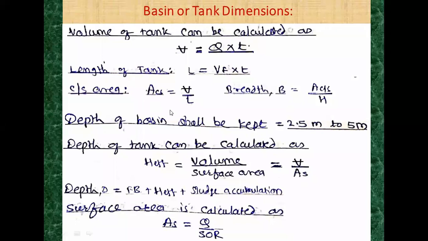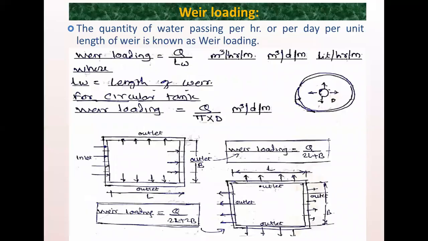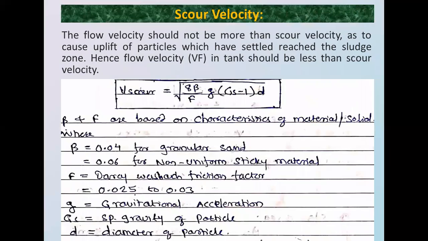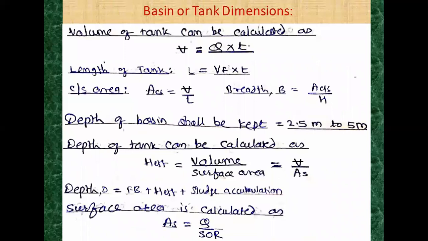This is the main crux of this design of the settling tank. That is basin or tank dimensions. Okay, very important slide, very important formulas which we are going to use. These are also important. We are going to use these formulas also, but main designing means nothing but finding the dimensions of the settling or sedimentation tank. And here these are the formulas that we use for finding the dimensions, that is length, breadth, and width of the sedimentation tank. So first is the volume.